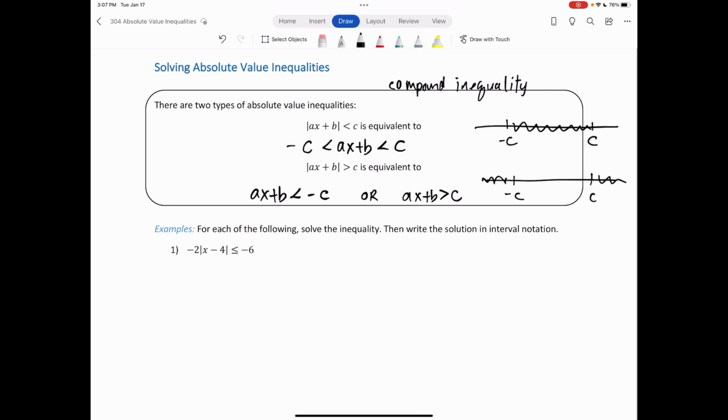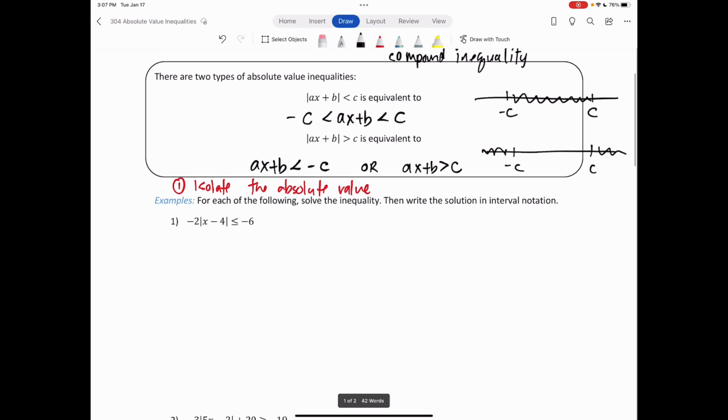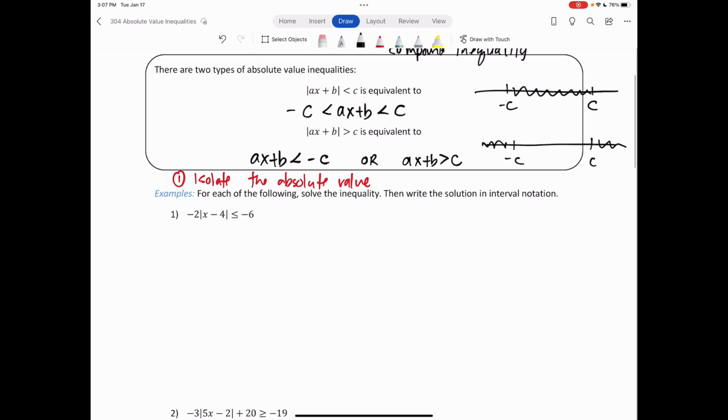So when you're solving an absolute value inequality, the first step, the one you want to think about first, is isolate the absolute value. You can't use these properties until the absolute value is all by itself. All of our inequality solving rules still hold. When we multiply or divide by a negative number, we have to flip the inequality.